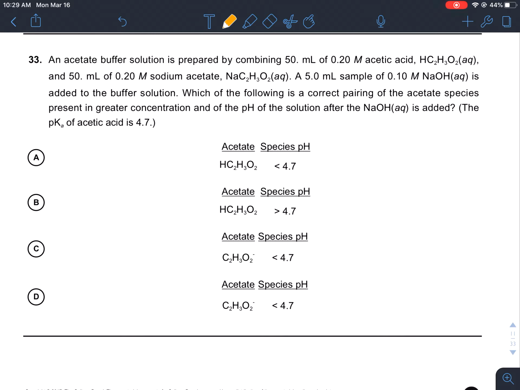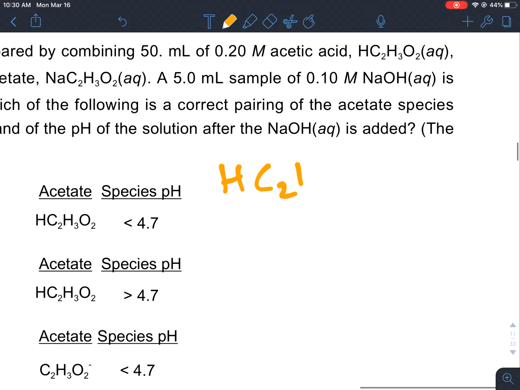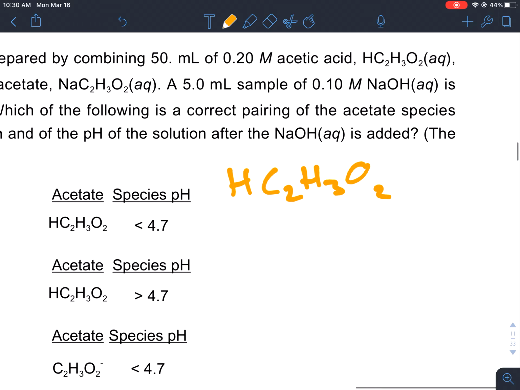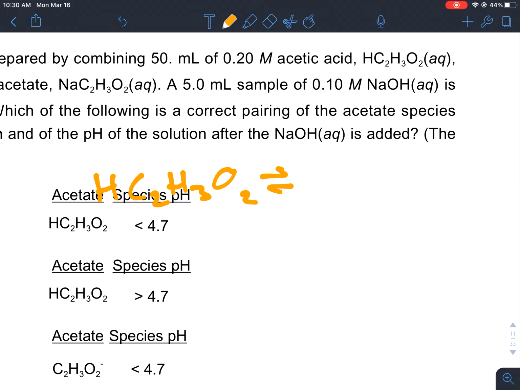And a sample of NaOH is added to the buffer solution. Which of the following is the correct pairing of the acetic species present in greater concentration? We just added NaOH. You have acetic acid, and you are going to have your acetate, C2H3O2 minus, and obviously the H plus.